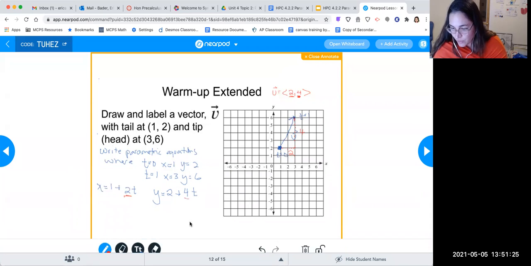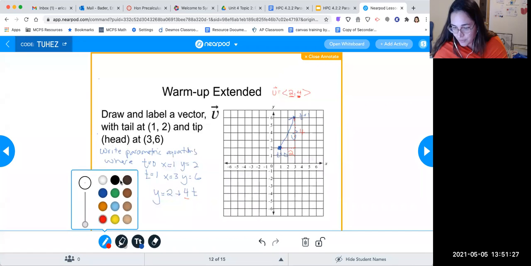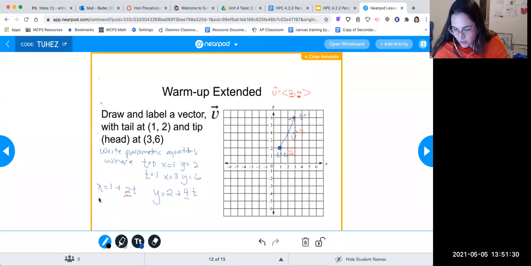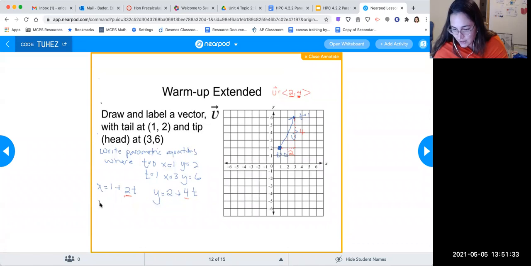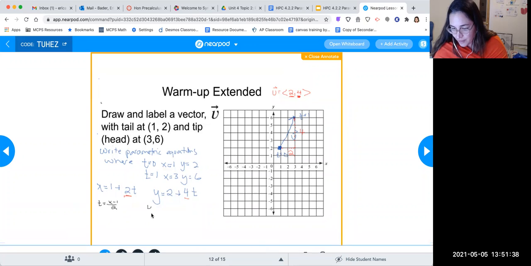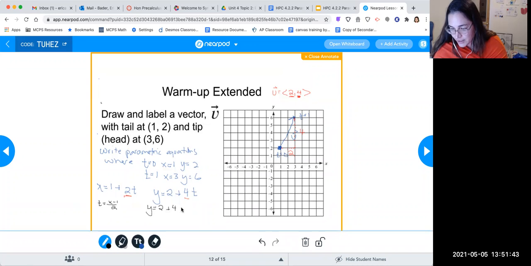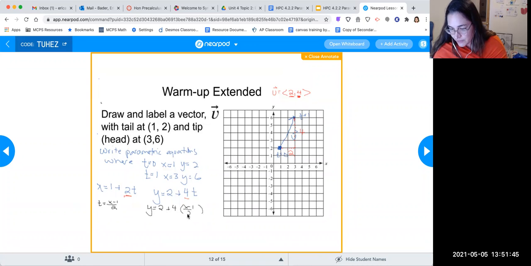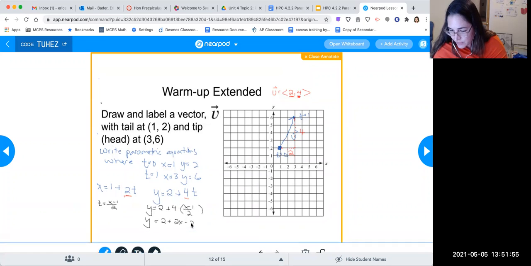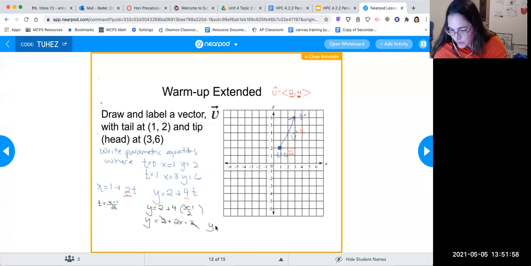And what's pretty cool is that if you then wanted to eliminate the parameter, the way we learned on Tuesday, you can. You solve this equation for t, and you get t equals (x minus 1) over 2. Turn around and plug that into the y: 2 plus 4 times (x minus 1) over 2. When we solve that, it becomes 2 plus 2x minus 2, the 2s cancel, and we have y equals 2x as our rectangular equation.